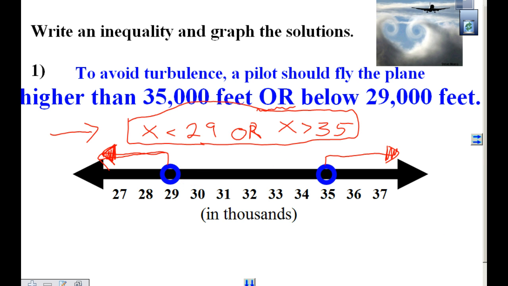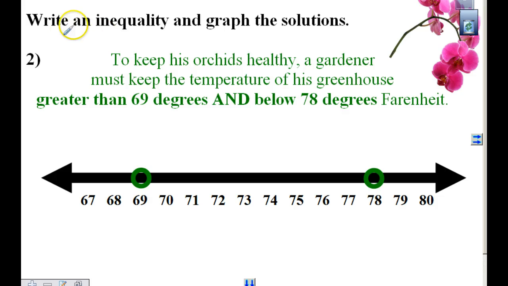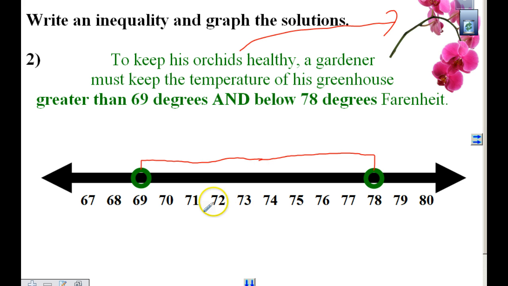Let's do another. Keep an orchid healthy. Gardener must keep temperature in the greenhouse greater than 69 degrees and below 78 degrees. So this is kind of different. This isn't saying below one and above the other. It's saying it needs to be above here, but below 78. So it's kind of like the opposite.